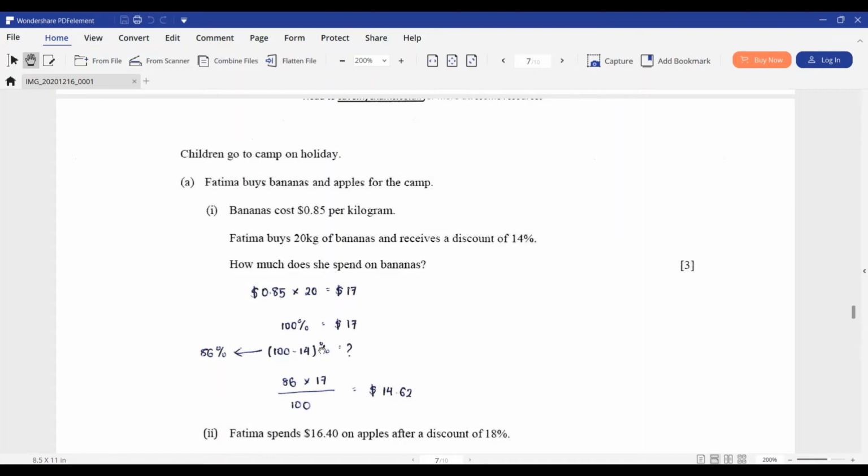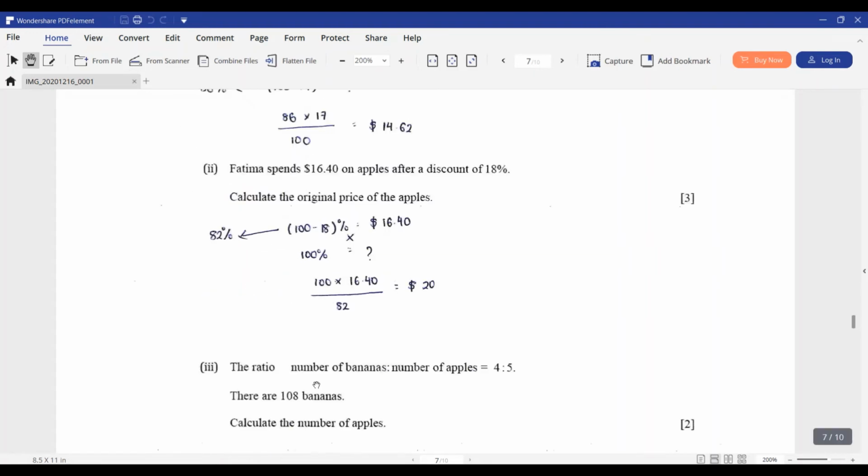So this is basically the original price, the 100% of the price. So what is the price 14% less? What I mean is, what's the price when you subtract 14% from it? So 100 minus 14 is 86. So what's 86% of this price? You're going to do 86 times 17 over 100. This happens as a result of cross multiplication. 86 times 17 over 100, not times. So 86 times 17 over 100 is $14.62. This is the amount Fatima spends on bananas.